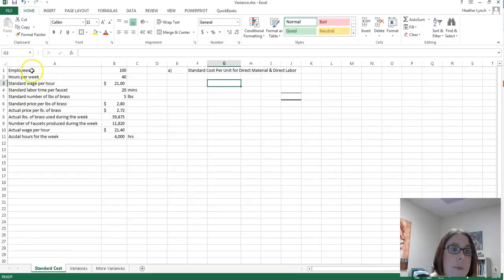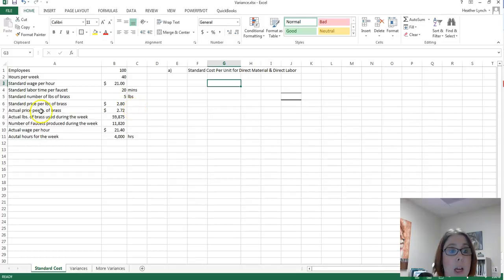So I have this information. We have 100 employees. Hours per week is 40. Standard wage per hour is $21. Standard labor time per faucet is 20 minutes. Standard number of pounds of brass takes 5 pounds. Standard price per pound is $2.80.